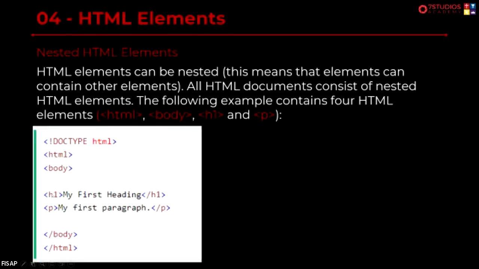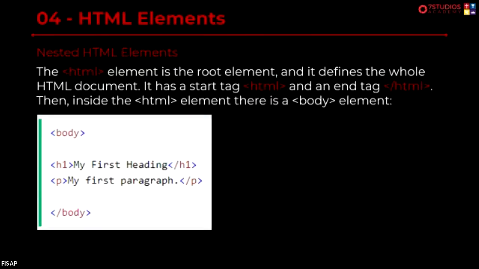Inside the body element, we have the H1 element and the P element, which means that the body element is nested inside the HTML element. The body element is inside the HTML element, while the H1 and the P elements are inside the body element. That's what we call nesting. So that's what we are trying to explain in the following slides. Right here, we said the HTML element is the root element, and it defines the whole HTML document. And then it has a start tag of this and end tag of this. Then inside the HTML element, there is what? A body element. All right.